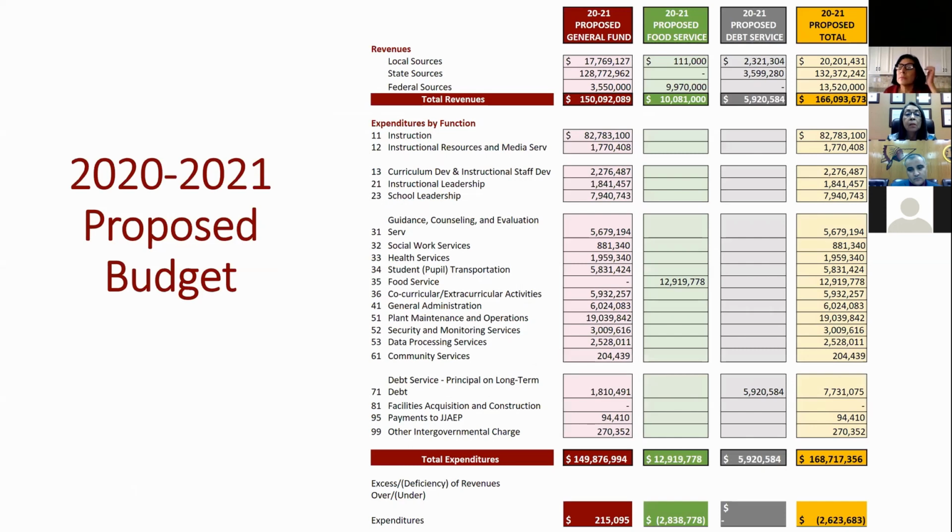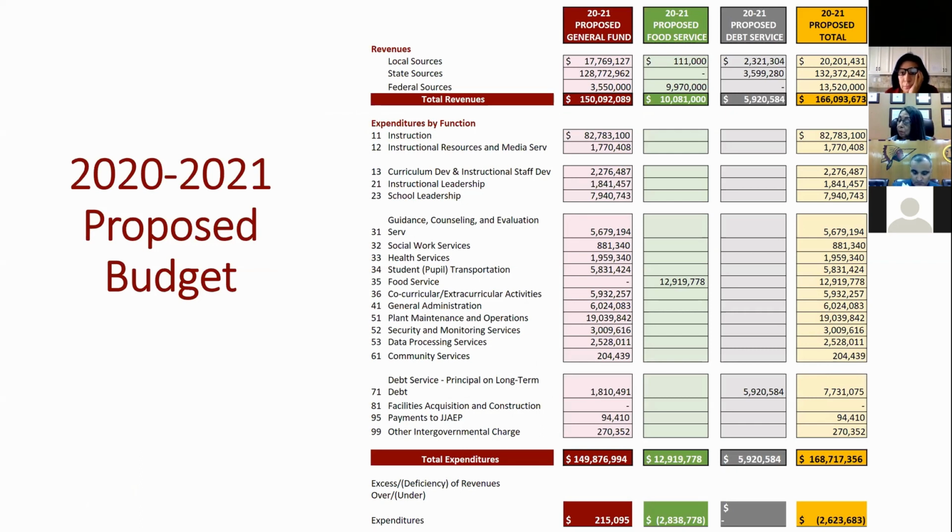And here we have the same budget by function. You see the first column, we have our general fund, then we have our food service fund, and we have the debt service fund, and then we have a total proposed budget. These are the three budgets that are required by law to be adopted by the school board.